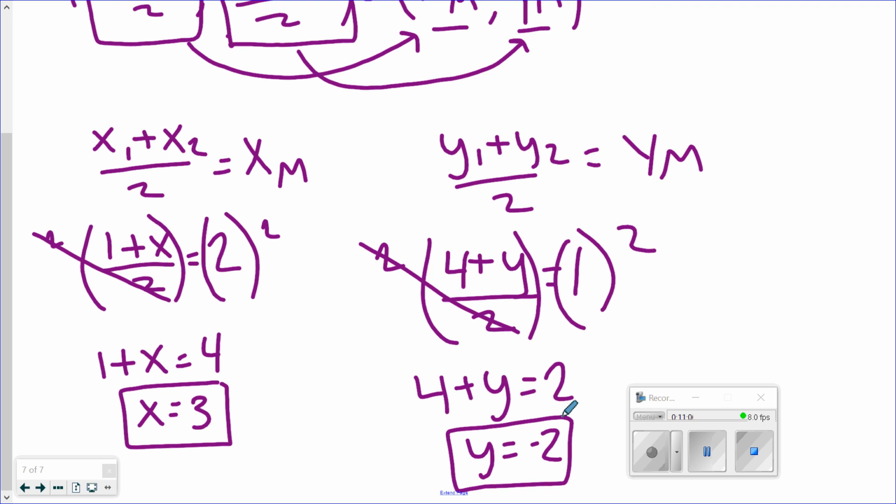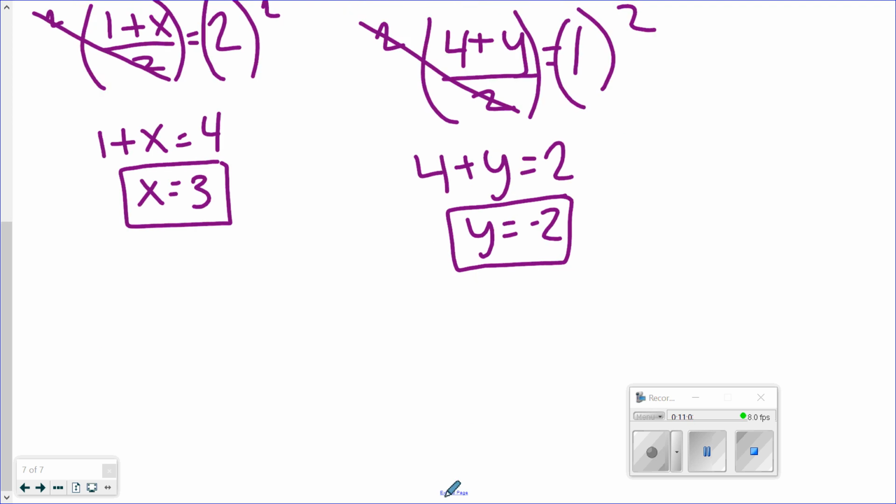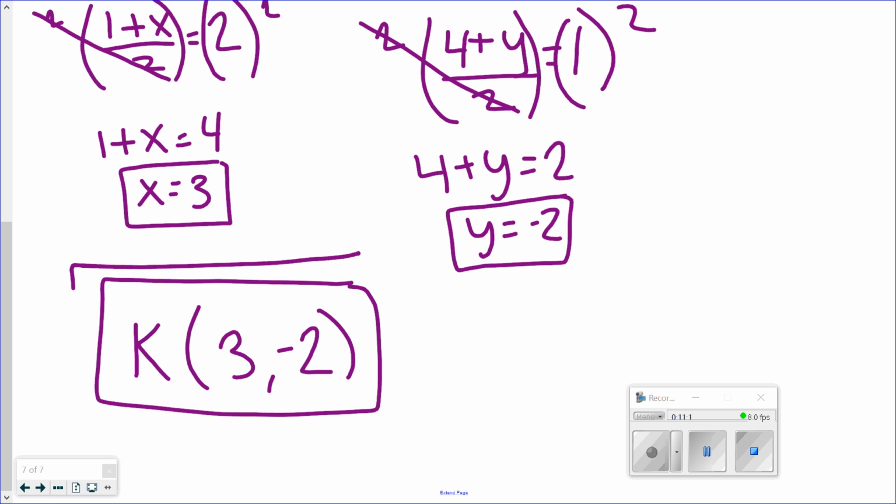And here I'm done because now I have my K coordinate, which is (3, -2). I'm going to do 2 boxes there. That's my answer, and that's it.